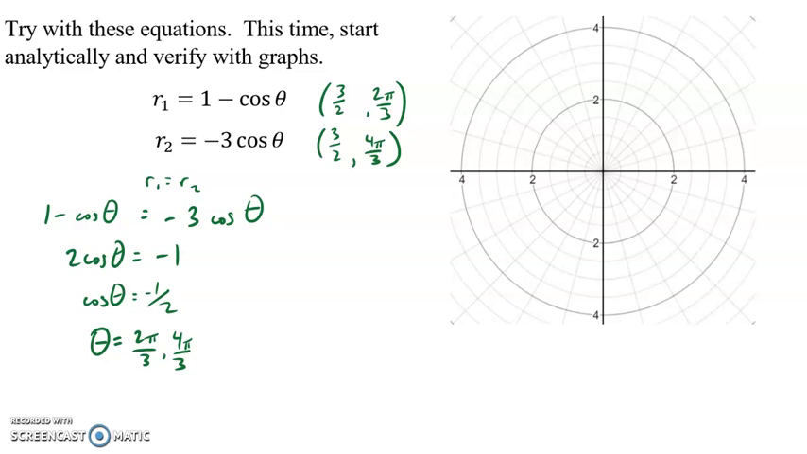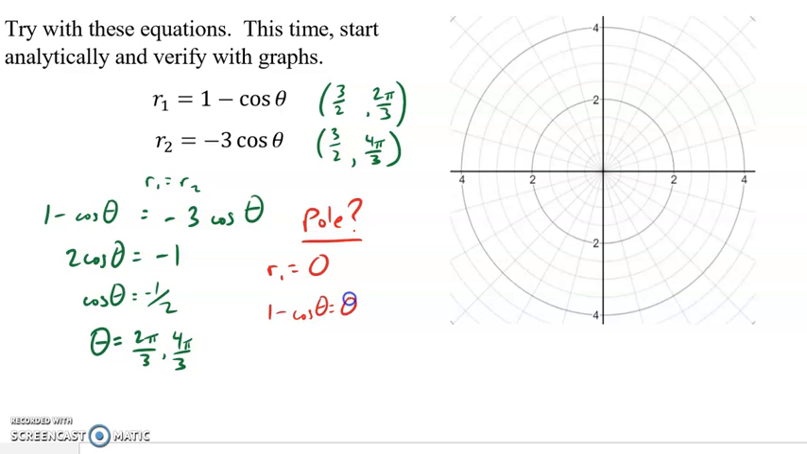What about the pole? Do these two curves cross the pole? So let's double check. R1 equals 0. So that's 1 minus cosine of theta equals 0, or cosine of theta equals 1, or theta equals pi over 2 and 3 pi over 2. So yes. And then what about R2 equals 0?